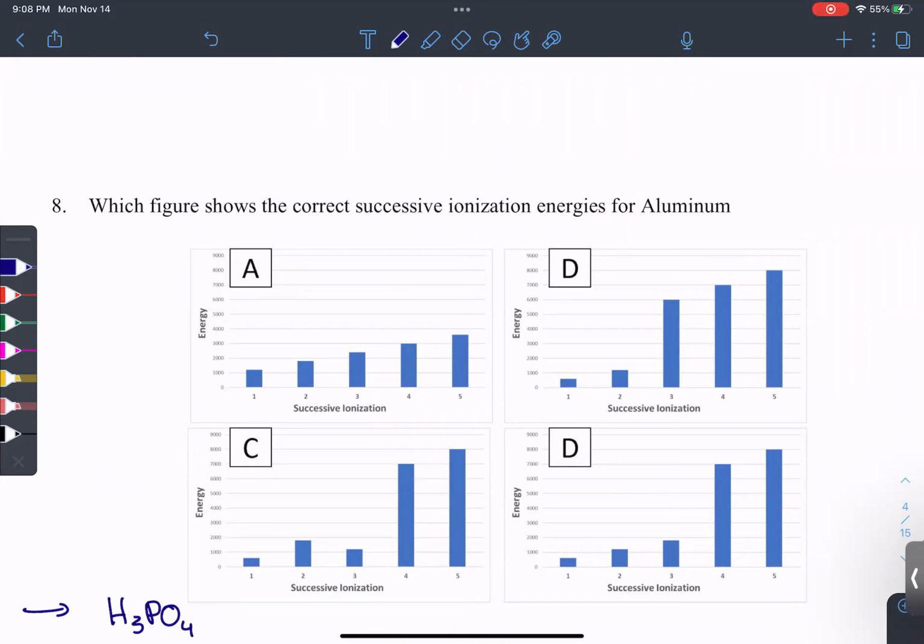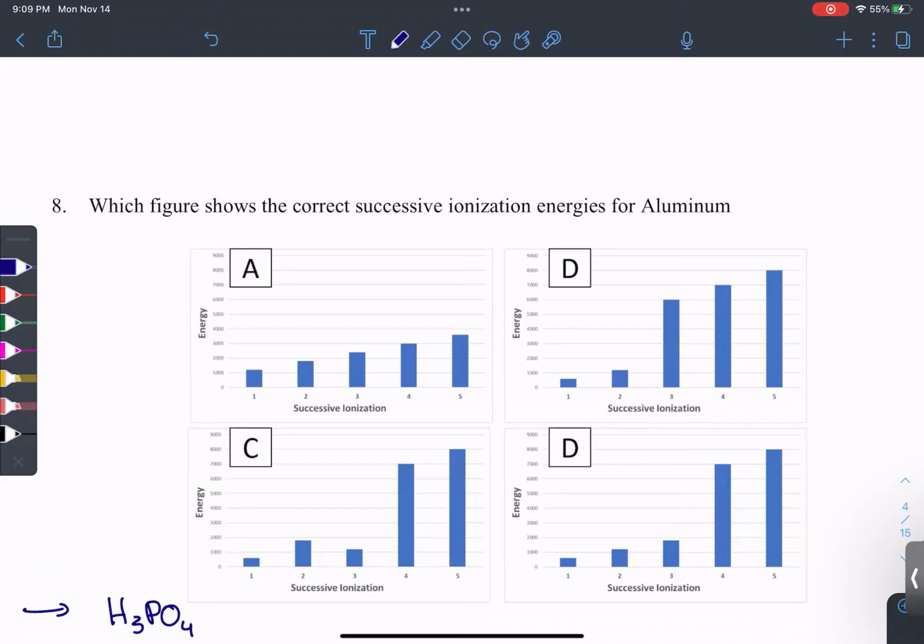So successive ionization energies are the energies to remove electrons. Why do we talk about valence electrons? The valence electrons are always the outermost electrons. We're so concerned about valence electrons because those electrons are most likely to participate in chemical reactions, because they are most easily removed. So this question is really asking, can you identify which graph, which set of data, correctly represents the number of valence electrons on aluminum?